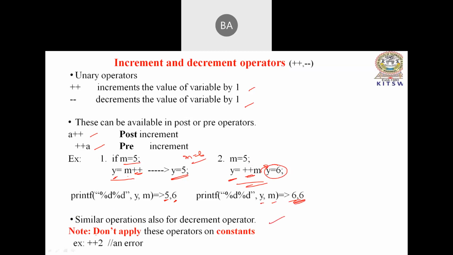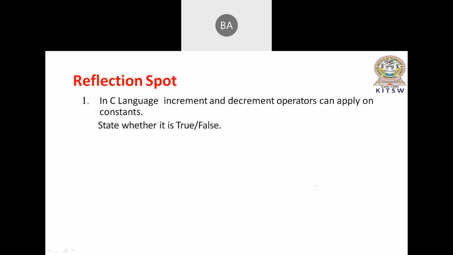And one important thing is that these operations, increment and decrement operations, cannot be applied on constants. Like this, we cannot write ++2 or 2++. Because they are constants, we cannot directly apply these operations on constants. Fine. So now coming to the reflections part.